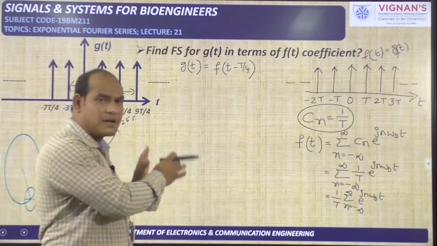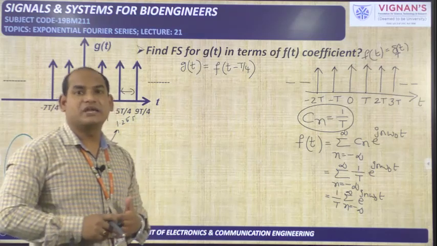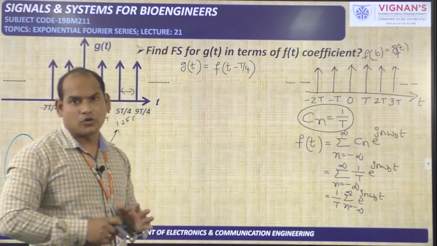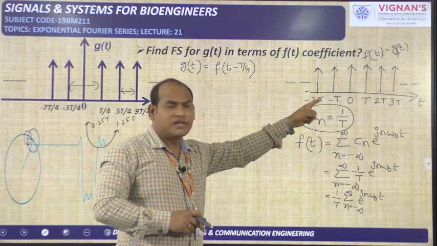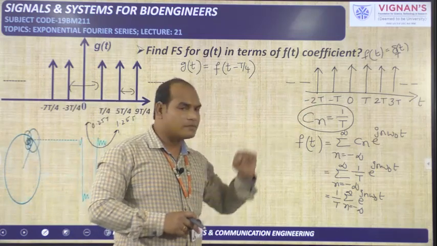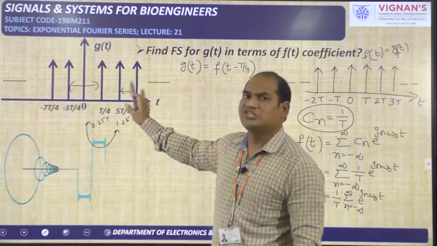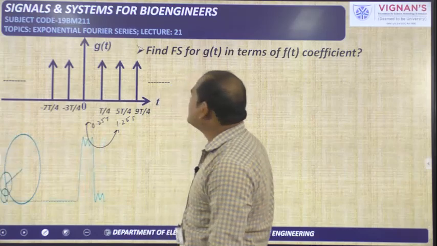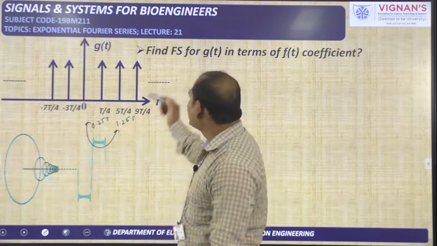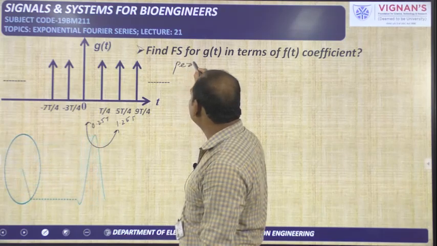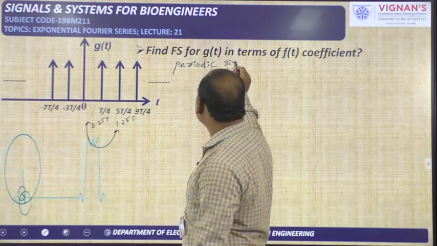Not doing simply the problem. After completion of the problem, what is the conclusion we can give? That is very, very important. Okay. So this signal has the Fourier coefficient Cn, that is 1 by T. Now we are going to calculate the Fourier series coefficient for g of t. Now this is the actual signal we have. By seeing this one, we can tell it is a periodic signal. Because it is a periodic signal, we can apply Fourier series.